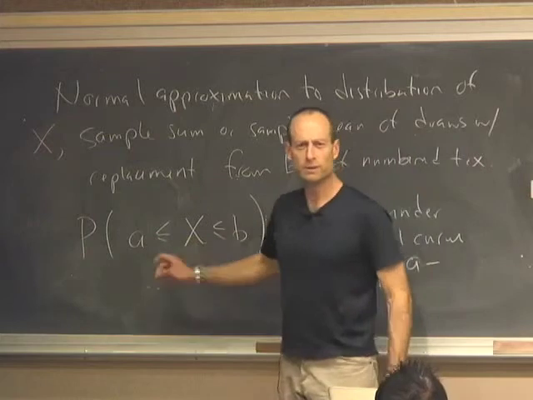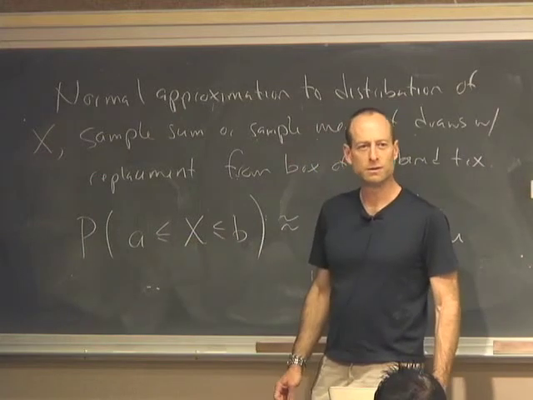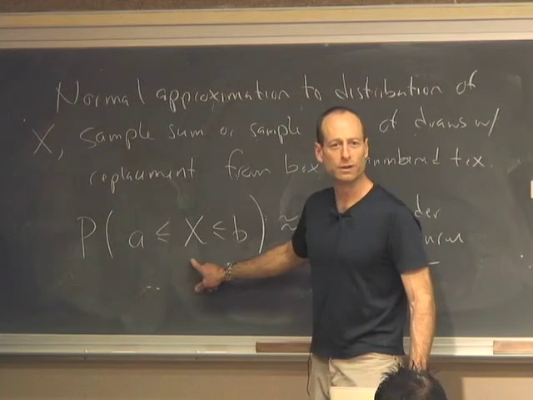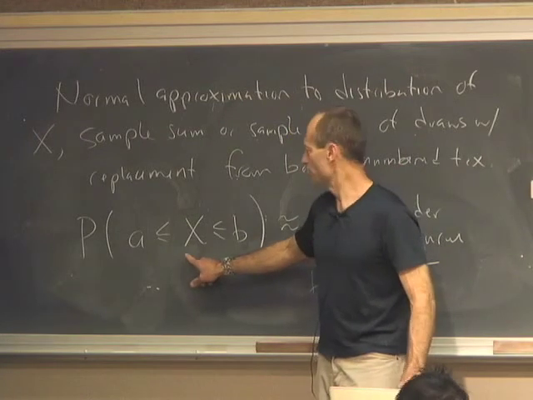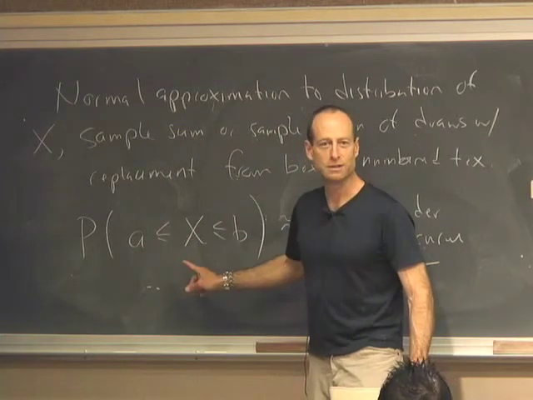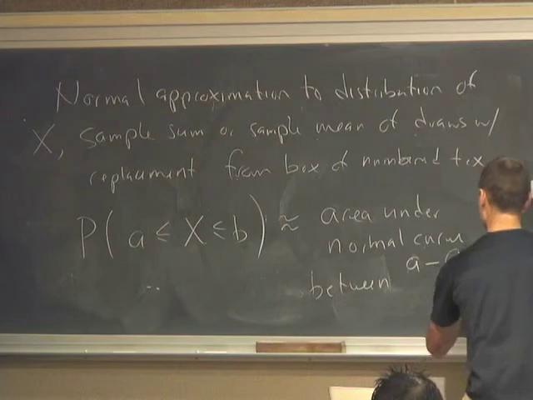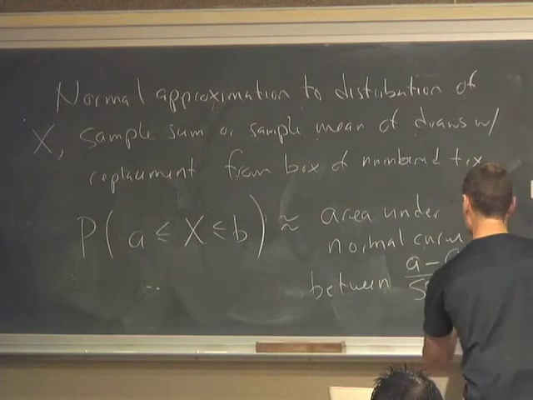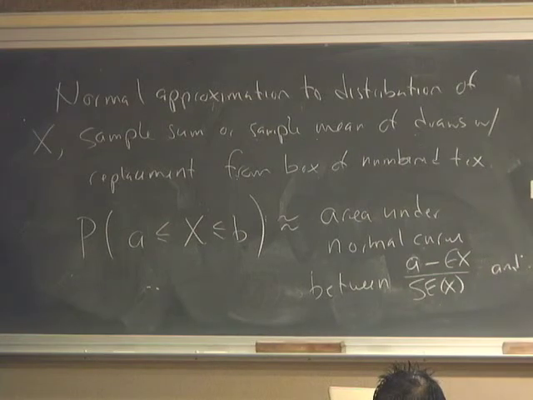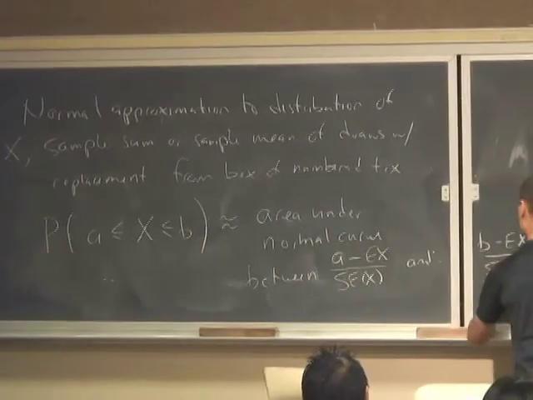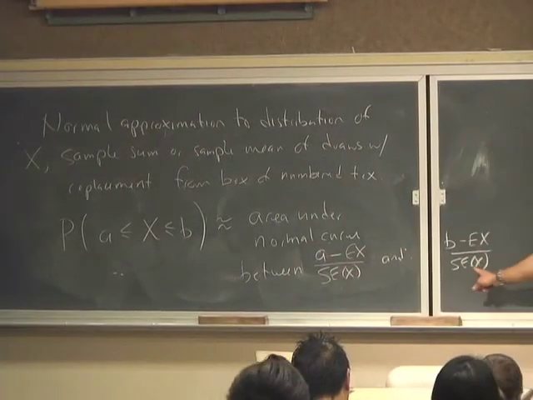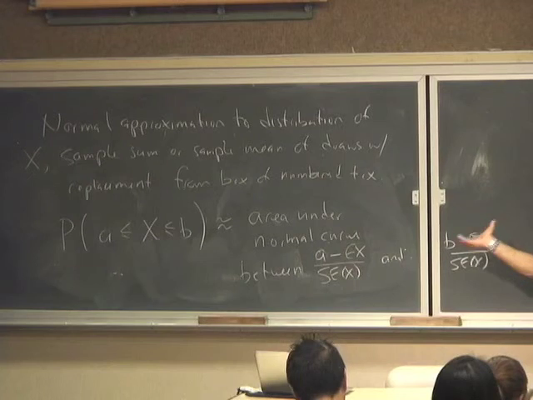is A a random variable? A is a constant. We're talking about values of this random variable. Okay? So we want to convert A as a value of x to standard units. So it's A minus the expected value of x over the standard error of x. And B minus expected value of x over the standard error of x. Okay, so this is A converted to standard units. This is B converted to standard units, because we're talking about the random variable x. It's standard units of x that we care about.